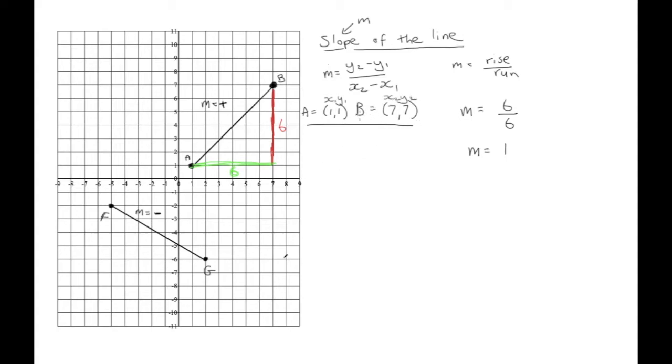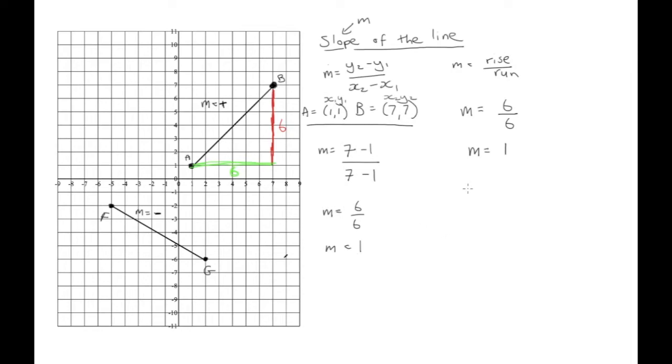So let's put it into the formula. m is equal to y2 minus y1. y2 is 7, minus y1, which is 1. And then we have x2 minus x1. x2 is 7 again, minus 1. So m is equal to 6 over 6, just like before. m is equal to 1.